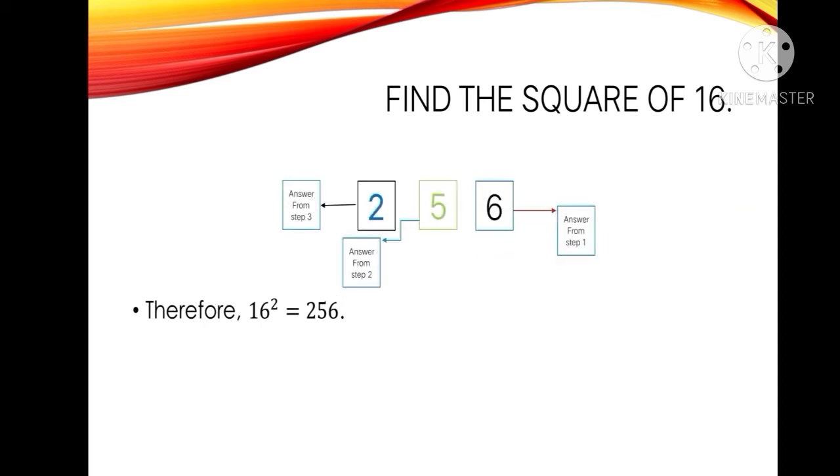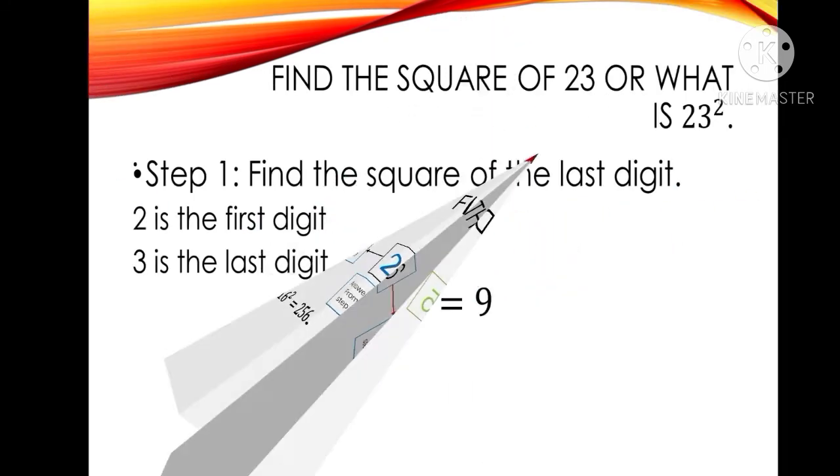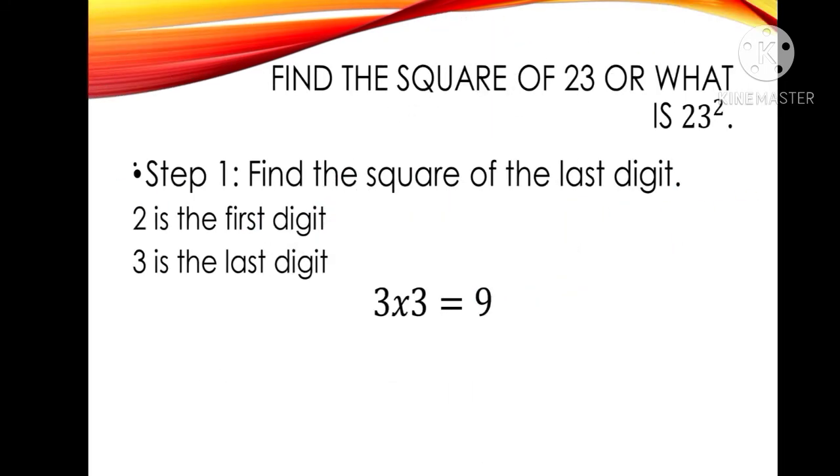Okay, so next let us discuss the next example. Our next example is find the square of 23, or what is 23 squared. Our step 1 is to find the square of the last digit. Since our first digit is 2 and our last digit is 3, we are going to multiply 3 by itself. So we have 3 times 3 is equal to 9.